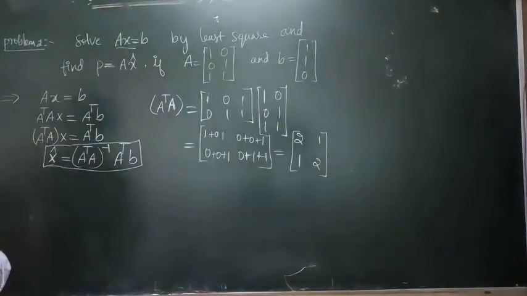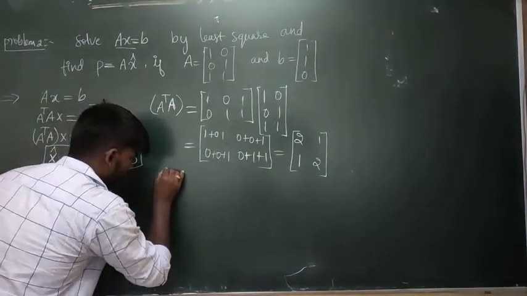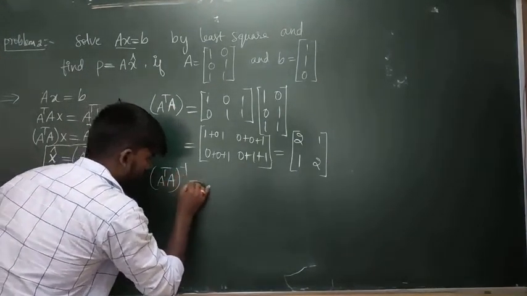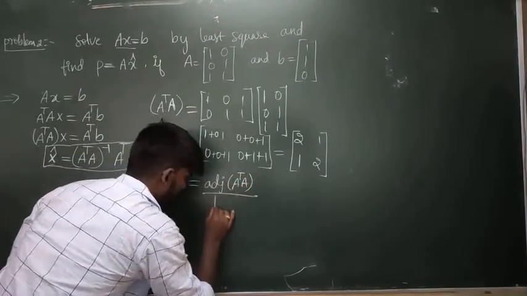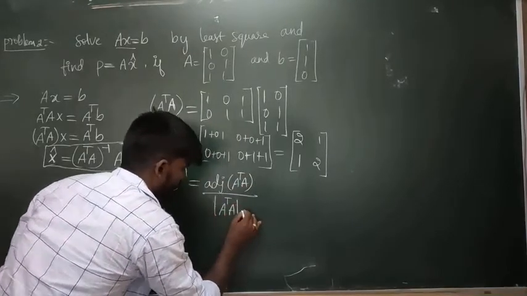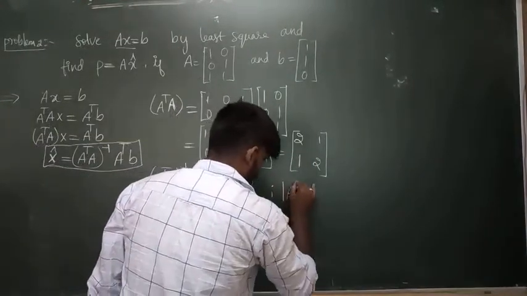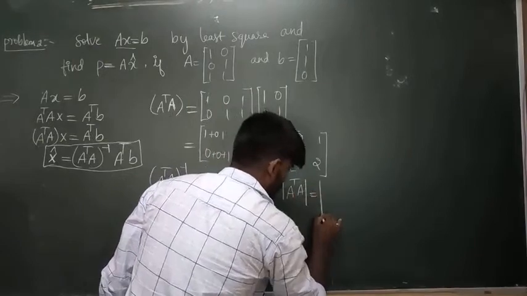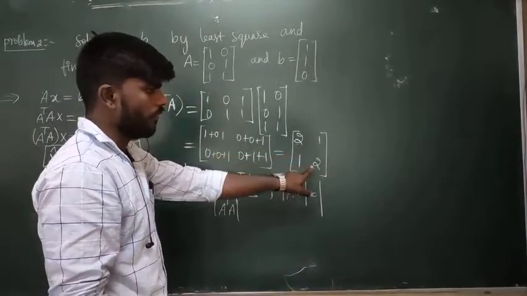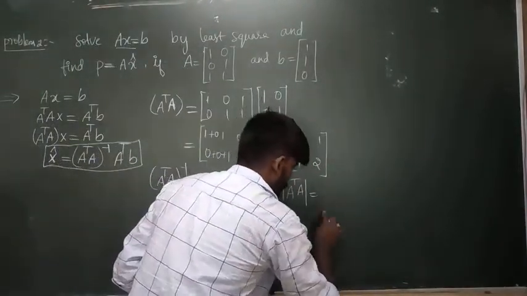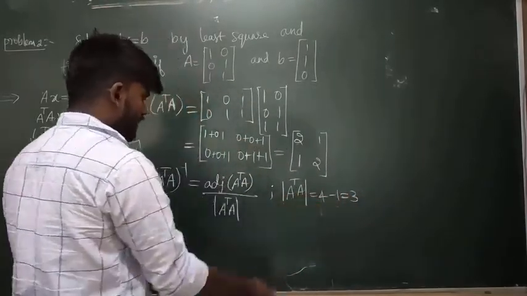Next we have to find (A transpose A) inverse. We have the formula: (A transpose A) inverse is the adjoint matrix of A transpose A divided by the determinant of A transpose A. Here the determinant of [2 1; 1 2] is 2 times 2, which is 4, minus 1, which equals 3. So the determinant of A transpose A is 3.